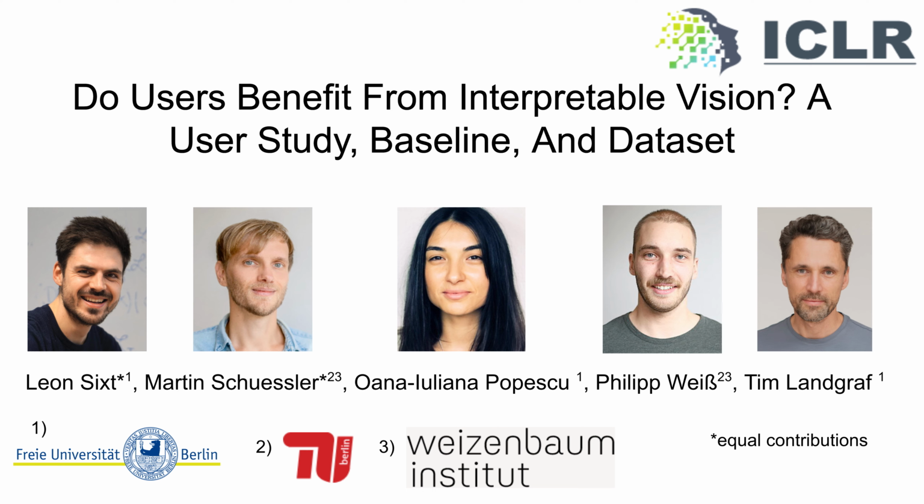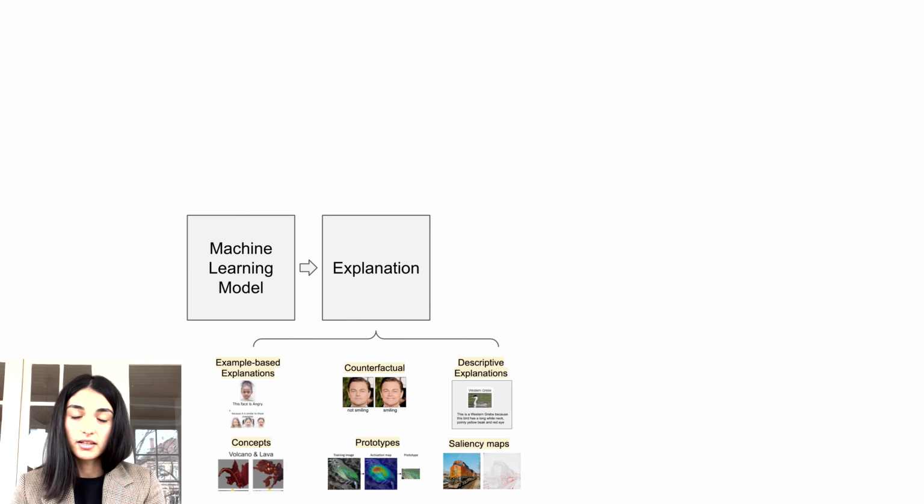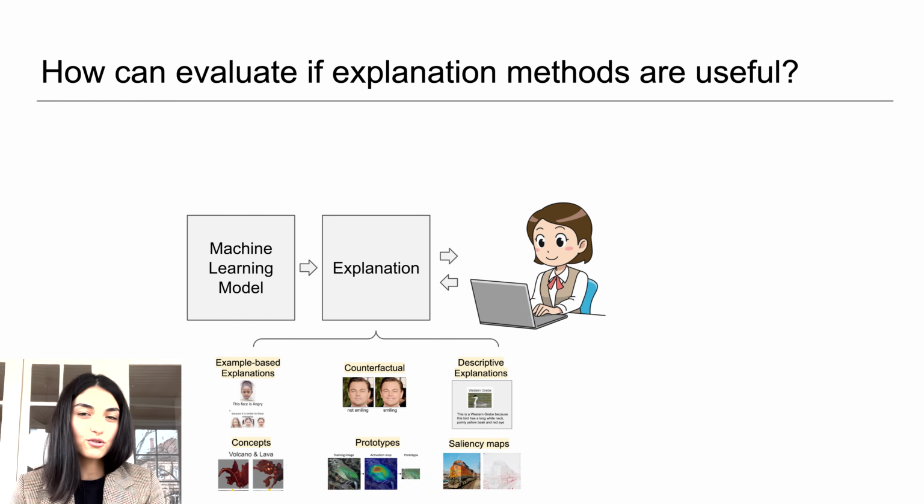Do users benefit from interpretable vision? A user study, baseline, and dataset. Many methods for explaining the decisions of deep neural networks exist, but are they actually useful for users?